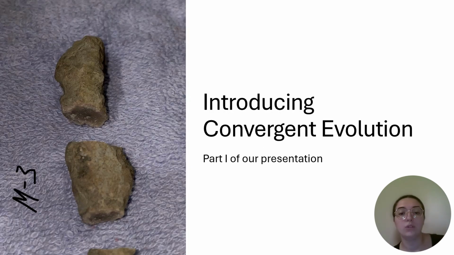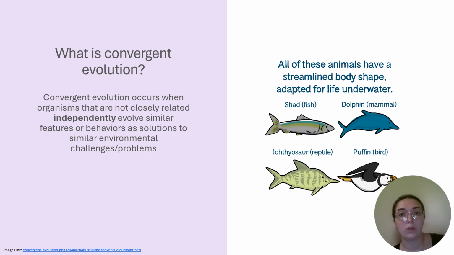Okay, so introducing convergent evolution. This is part 1 of our presentation. So convergent evolution occurs when organisms that are not closely related independently evolve similar features or behaviors as solutions to similar environmental challenges or problems.